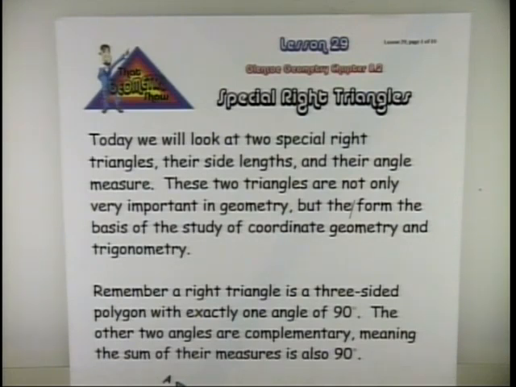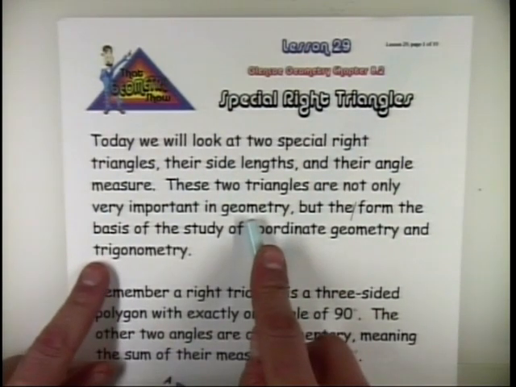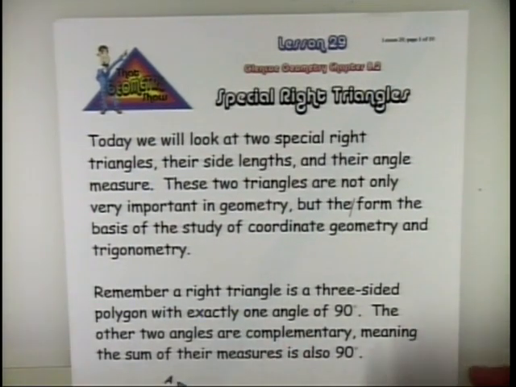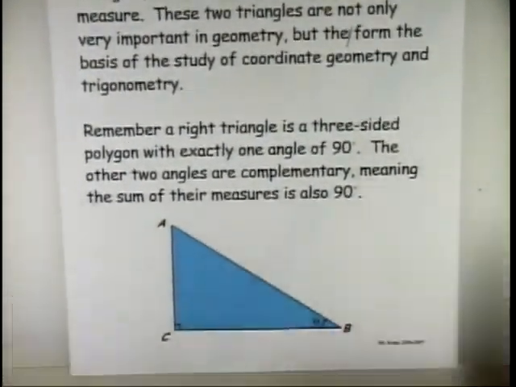Today we are going to look at two special right triangles. We're going to look at their side lengths and their angle measures, and the correspondence between the two. Now the two triangles are not only very important in geometry, but they do form the basis of the study of coordinate geometry and especially trigonometry, which you'll have in a future math course. So let's review a little bit here.